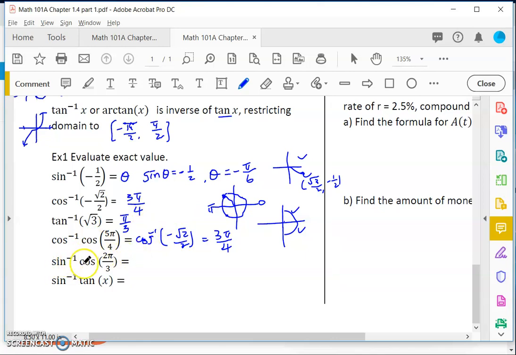And then this is another example where you have a cosine and you do a sine inverse outside. So cosine 2 pi over 3 would be what? Look at the unit circle. 2 pi over 3, where is it located? It's here. And what is the cosine value? It's negative 1/2, right? So you find out what it is, and then you do a sine inverse of negative 1/2. Actually you go to negative pi over 6, that we already did in part A of this.